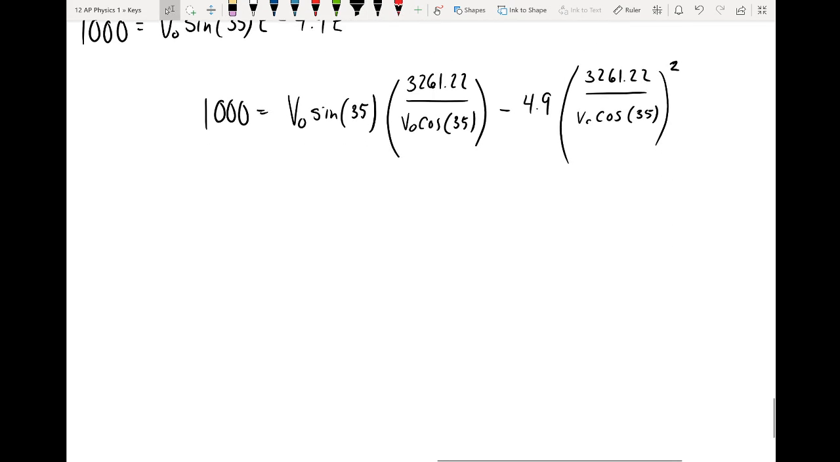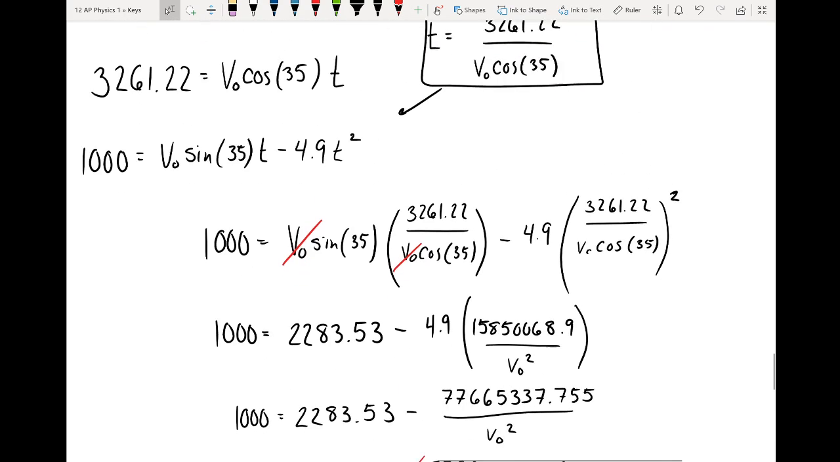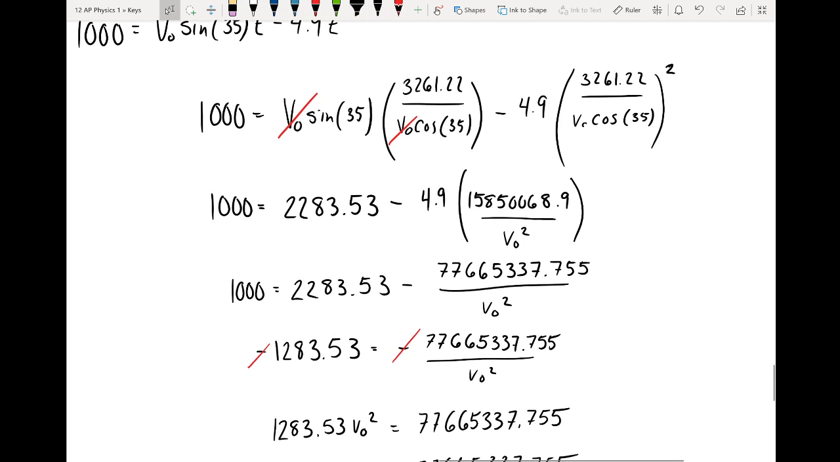Okay. And now we just have a lot of algebra in front of us. I'm going to pause this and do the algebra and then get back to it. Okay, so that was a lot of algebra. I didn't want to bore you with it. But once we plugged it in, we can cancel out v naught in this equation, and then we can do out the math for everything. So I did sine 35 times 3261.22 divided by cosine 35. We get this 2283.53.